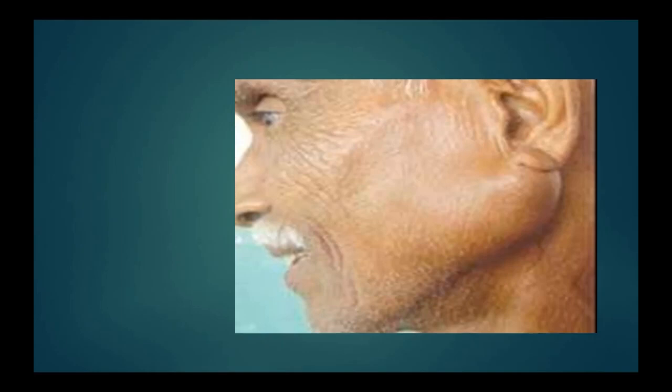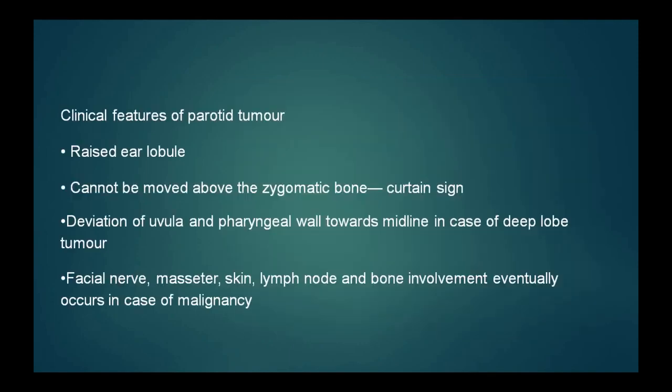So this is the picture showing a pleomorphic adenoma. You can note the location of the tumor. It is present below the ear lobule, lifting the ear lobule anteriorly and obliterating the retromandibular space.